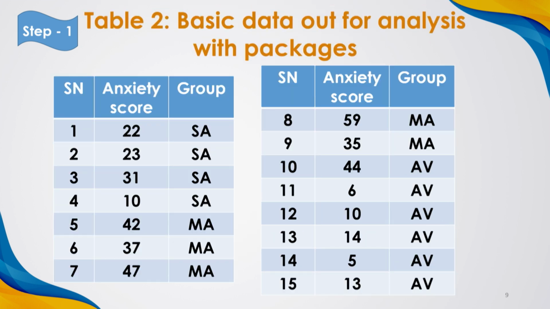Now we will look at the basic data layout for analysis using statistical packages. So we have two variables. The first variable is anxiety score, which is the continuous variable. We call it the dependent variable, and the second variable is called group, which is our independent variable, having 3 levels: SA, MA and AV. So with this we are ready for performing the analysis in packages.